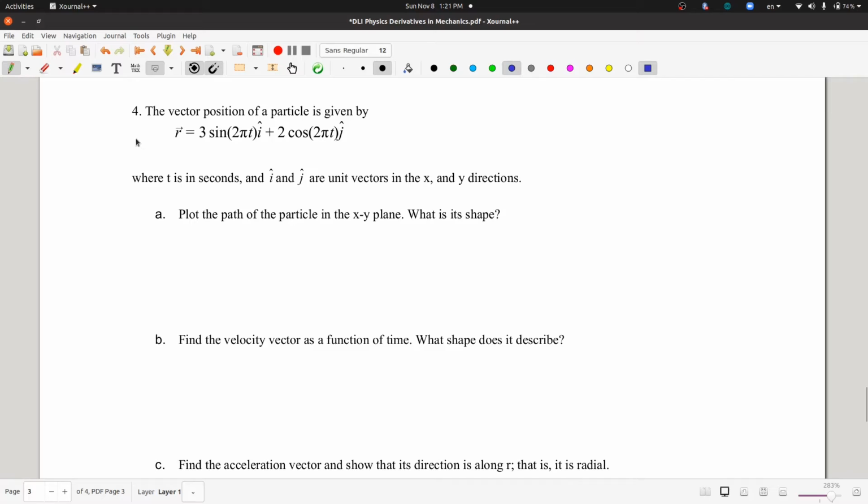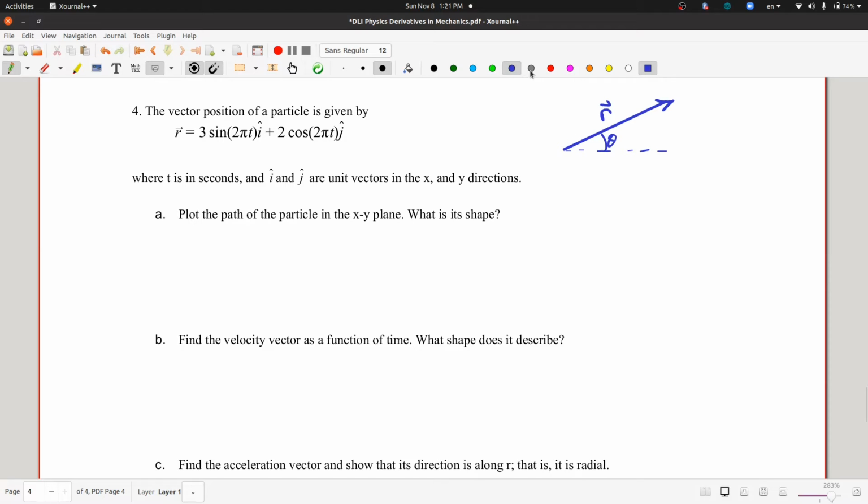Here we're looking at question 4 in the derivatives and mechanics problem set. We're given the vector position of a particle as this expression, vector r. Note that the position of a particle is given by the length and direction of some vector. Its length is r, and its direction is indicated like so, with an angle, say, measured from the positive x-axis.